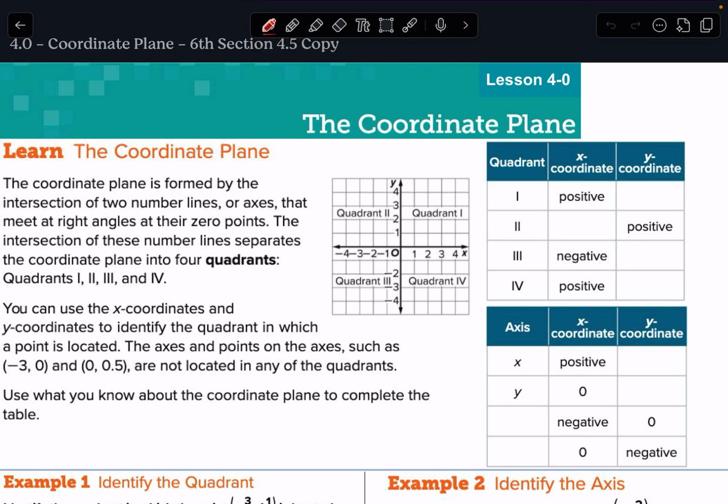So let's talk about the coordinate plane. The coordinate plane is formed by the intersection of two number lines or axes that meet at right angles at their 0 points. The intersection of these number lines separates the coordinate plane into 4 quadrants. 1, 2, 3, and 4.